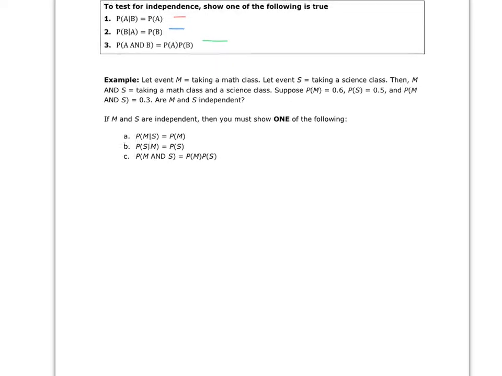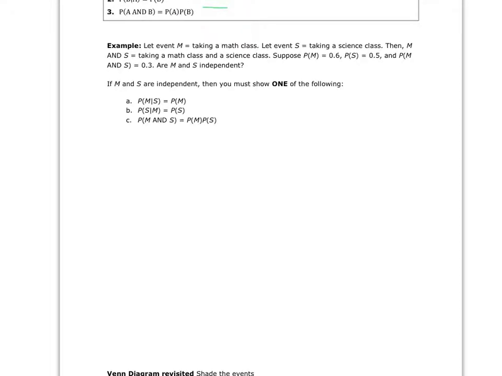So let's look at this example. Let M be taking a math class, S be taking a science class. Then M and S is the event of taking a math class and a science class. Suppose we have those probabilities given, and we want to know, are these two events independent? Just as a reminder, we want to show one of these three things to show independence or not.